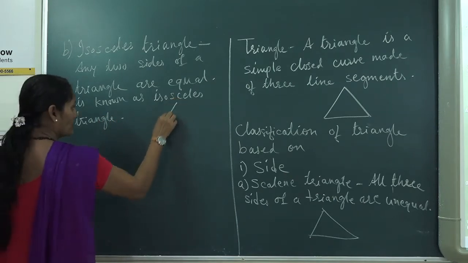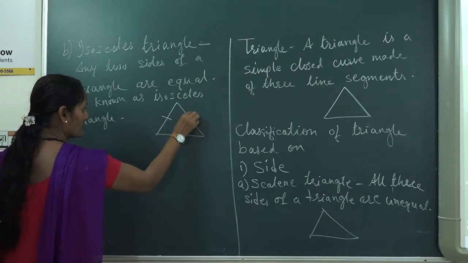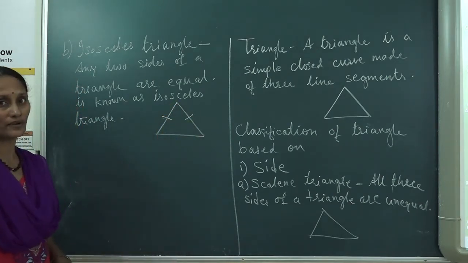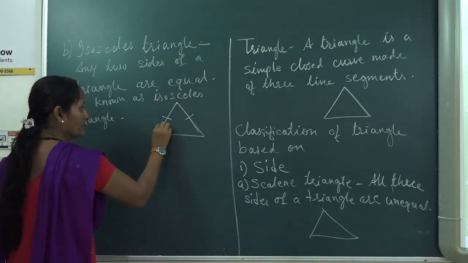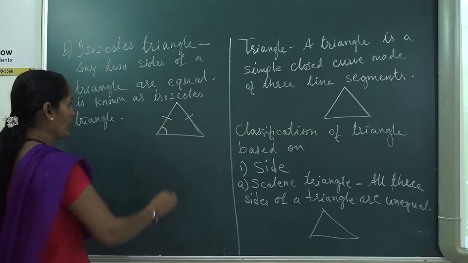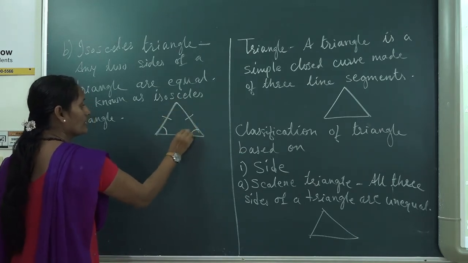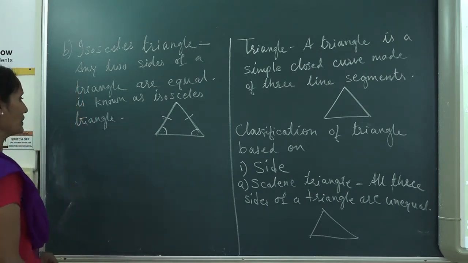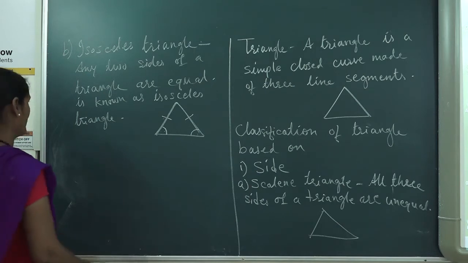Okay, now if I will draw this figure where I have used a symbol. So these 2 sides are equal. And students, remember one thing. For isosceles triangle, to this side, this angle is opposite, and to this side, this angle is opposite. So these 2 angles are known as base angle and they are equal. Okay, so this triangle is known as isosceles triangle.